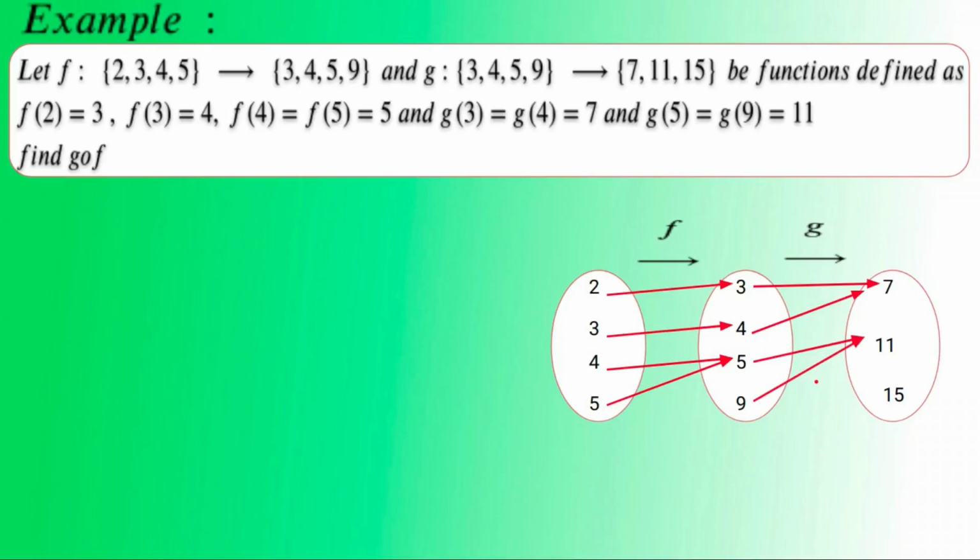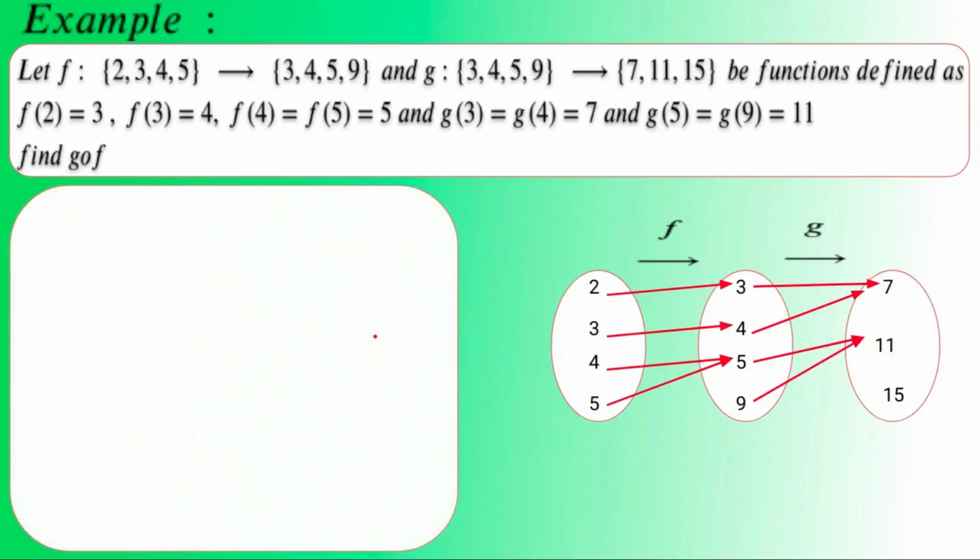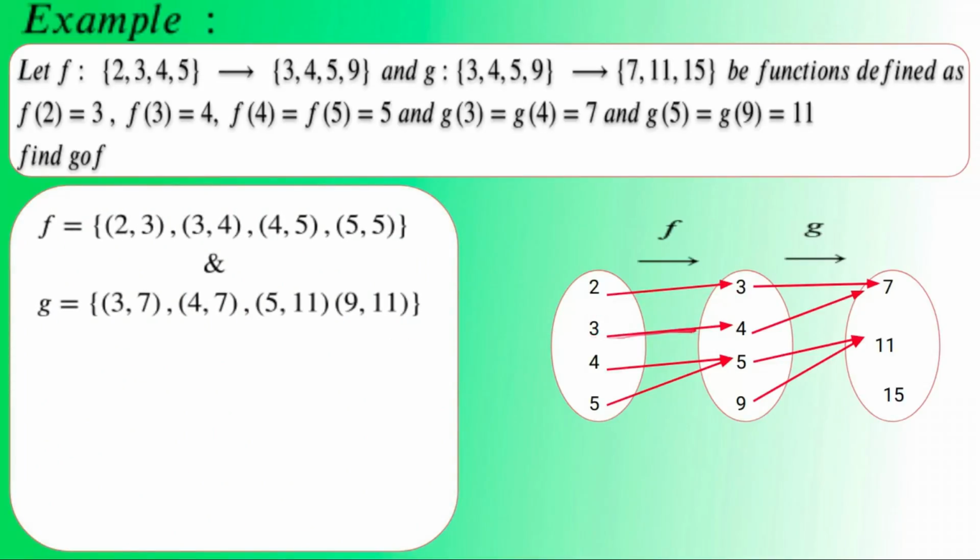See the function given like this. We are required to find G composition F. And here, what is F? F is 2 map to 3, 3 map to 4, etc. Then F contains the ordered pairs (2, 3), (3, 4), (4, 5), (5, 5). And G has (3, 7), (4, 7), (5, 11), (9, 11). This is F and G. So composition കണ്ടുപിടിക്കുക. അതിനു മുമ്പായിട്ട് G composition F എവിടത്തേക്കുള്ള ഫംഗ്ഷൻ ആയിരിക്കും? So it's clear, it is from 2, 3, 4, 5 to 7, 11, 15.